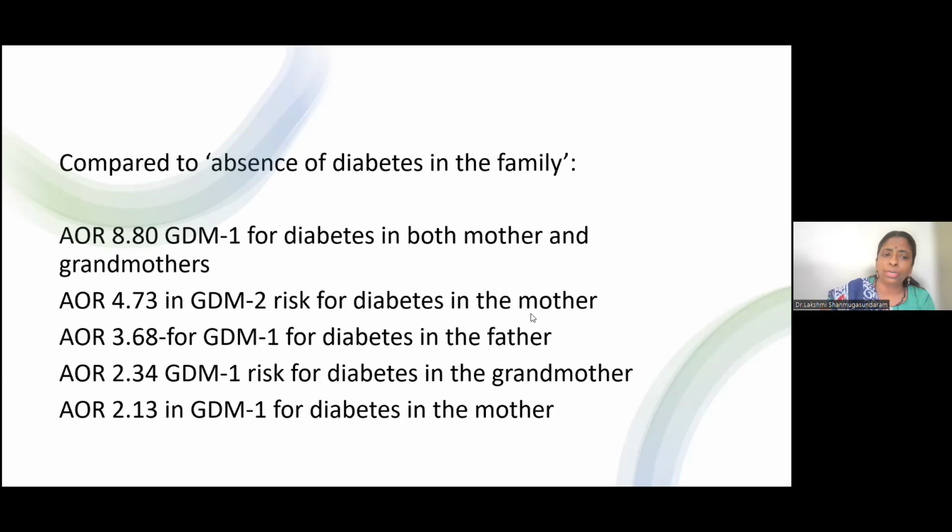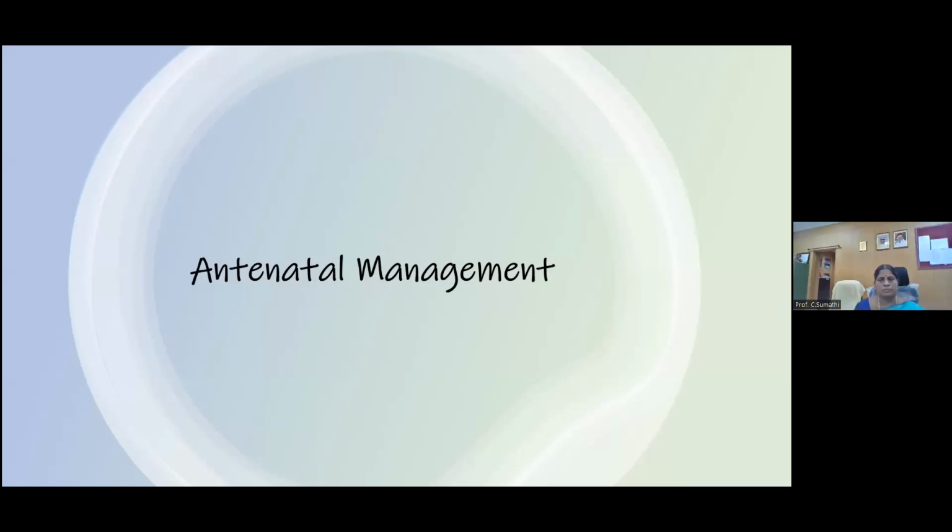Whereas the odds ratio gradually came down for the other risk factors: father being affected had an odds ratio of 3.6, grandmother being affected had an odds ratio of 2.3. And if the mother alone was affected, then for gestational diabetes controlled on diet, the risk was 2. So we understand the risk is higher for those with a family history. So taking a good family history is very, very important. And we should clearly ask, tell me about your parents, tell me about your siblings, tell me about your grandparents, so that we get the extended family history clear.